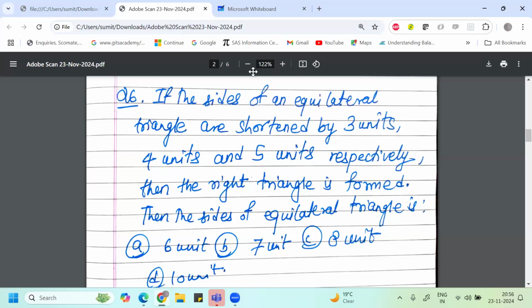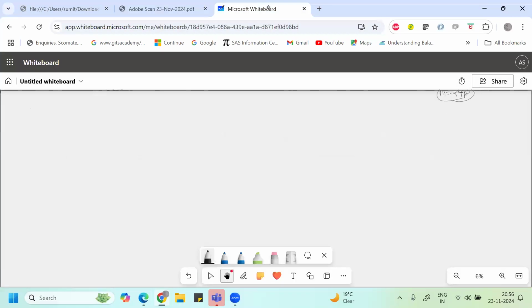Question number 6, try everyone. Yeah, 6. I'm not sure what is the answer. 6 is not the answer. So if you say na Zeba, 6 is the answer, then what does that mean?